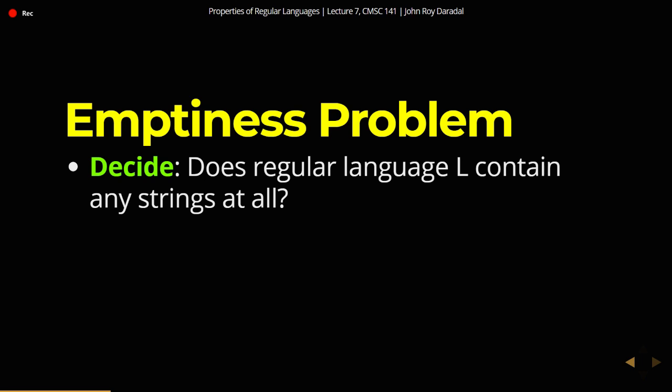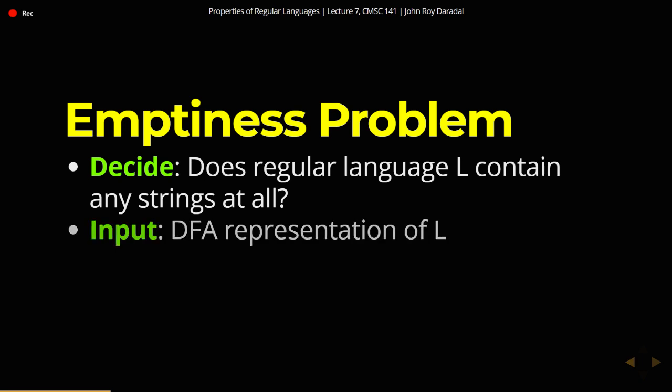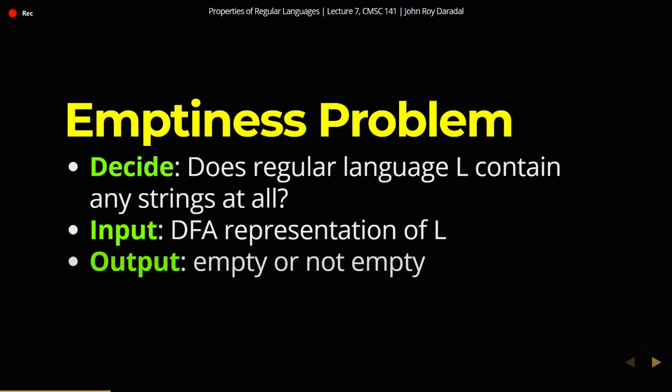Let's now go to the next one, which is the emptiness problem. In the emptiness problem, we decide whether the regular language L contains any strings at all. So is it empty or not? We will also use the DFA representation of the language, and the output would be whether the language is empty or not empty.